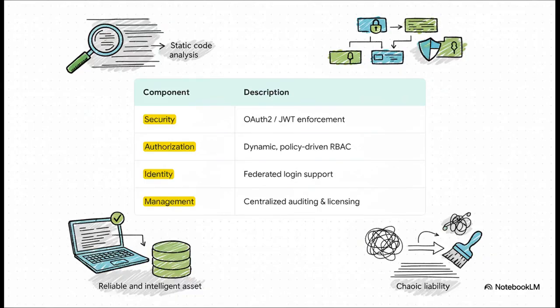That's handled with modern standards like OAuth 2, using providers you already trust, like Azure AD. Authorization is a dynamic, policy-based system, so you have granular control over who can do what. Identity is federated, which means the platform never sees or stores a password. And finally, management gives you that full audit trail and centralized control. It's the real deal for enterprises.